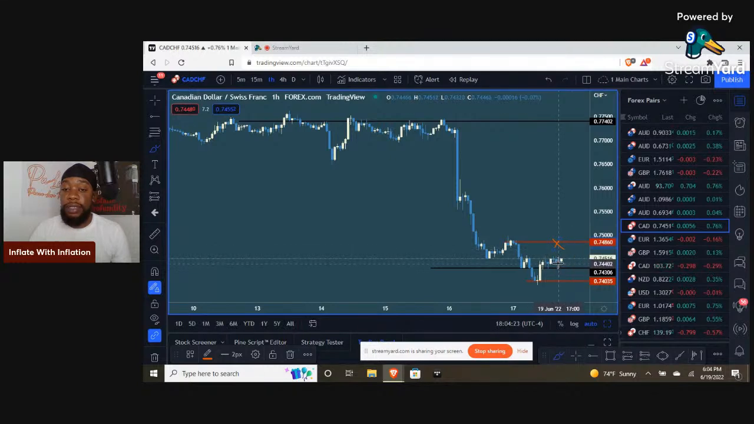We still got time for this. This is likely to bounce up a little bit, hover over here, and then drop. So I say set an alert if you're going to set one. If you want to take the CAD Swiss franc on a sell, set an alert and watch how it comes up here. But you feel me? You still got to do the rest of the analysis.